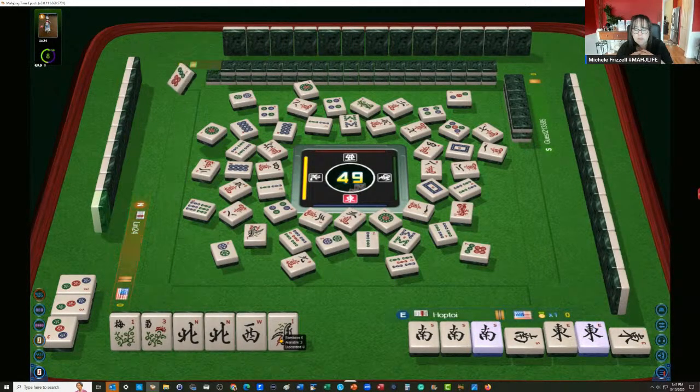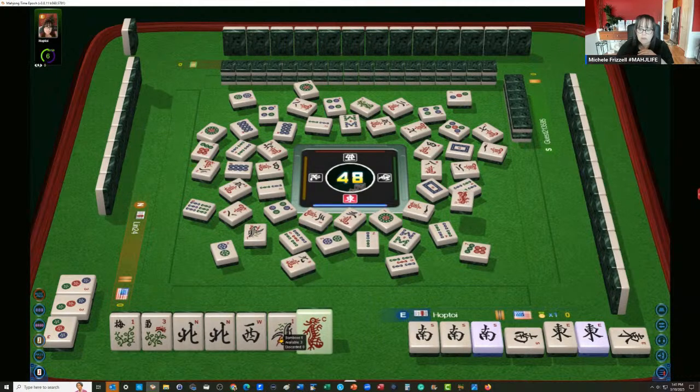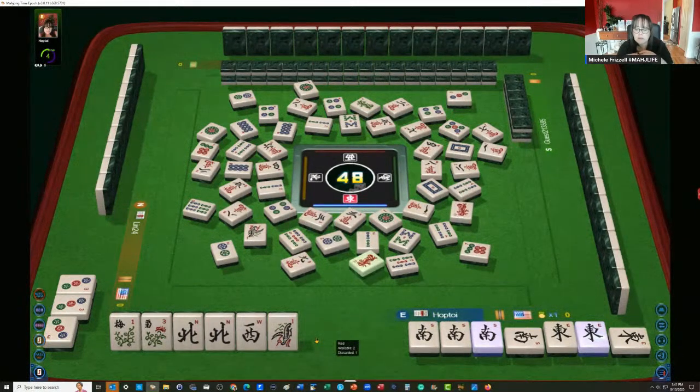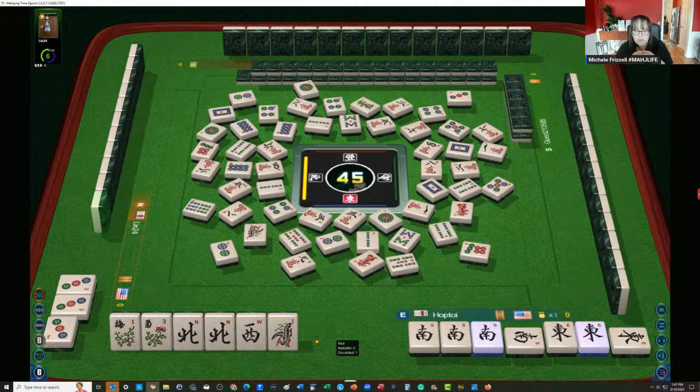Looks like nobody's playing 1, 7, 2 dots. Okay, dragons, risky. We're going to let that go first. Red dragon. 5 dots. Still nobody has taken our winds. That white dragon leads me to believe that the winds are in the wall.